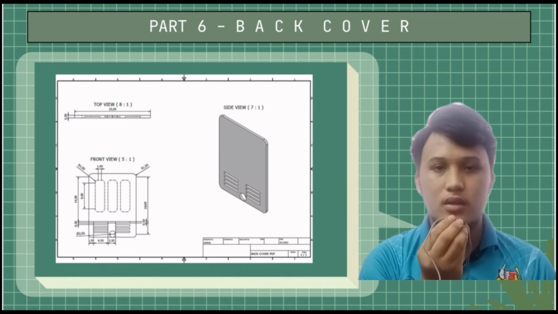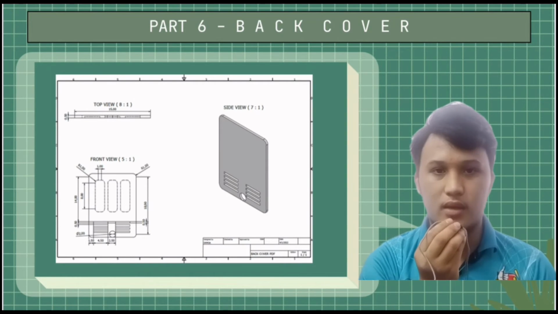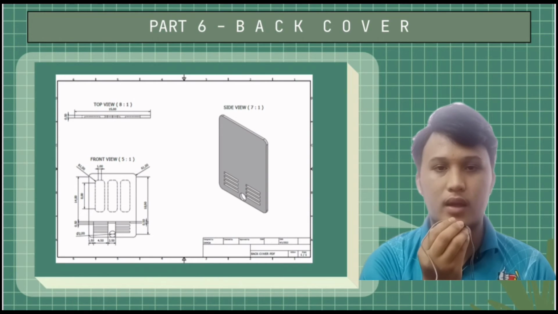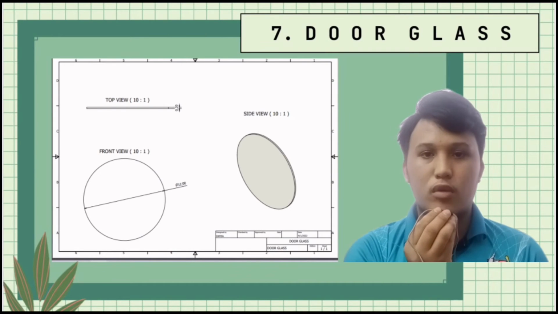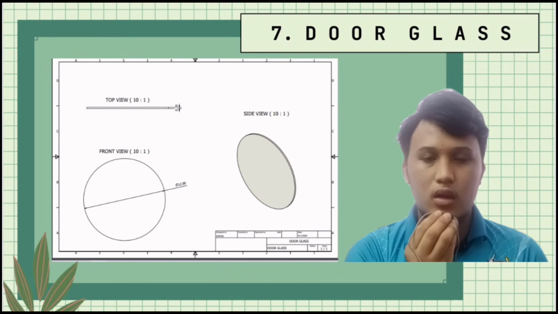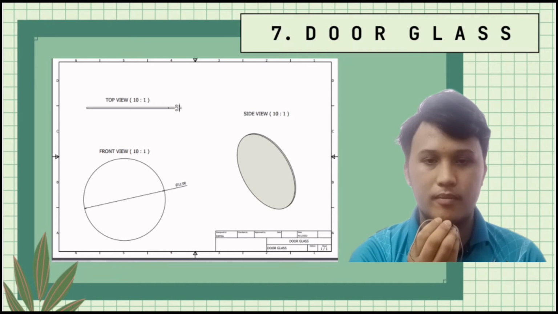Part 6 is for the back cover of the washing machine. It has the dimension of 15 x 18 x 0.5 mm, an air ventilation system and a hole for the hose. Part 7 is the door glass. This part will be combined with part 8. It allows the user to see the clothes being washed inside the washing machine and has the diameter of 12 mm.